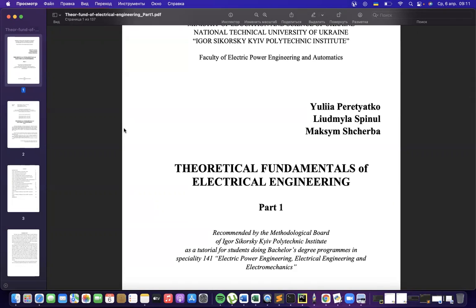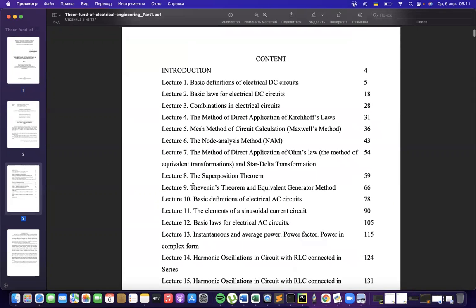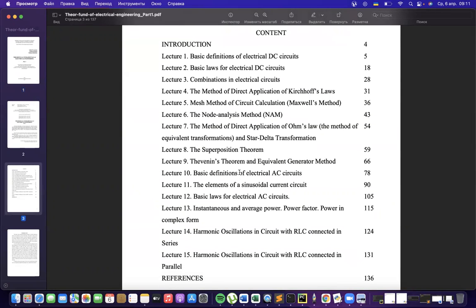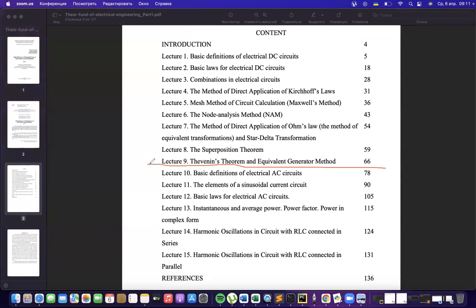But for now, let's start, as I said, with a quick revision of what we were doing in all previous classes. We were discussing direct current calculation because it is the simplest mathematical apparatus, the simplest approach for our disciplines, and it gives us the opportunity to see the main ideas. There were 9 lectures.